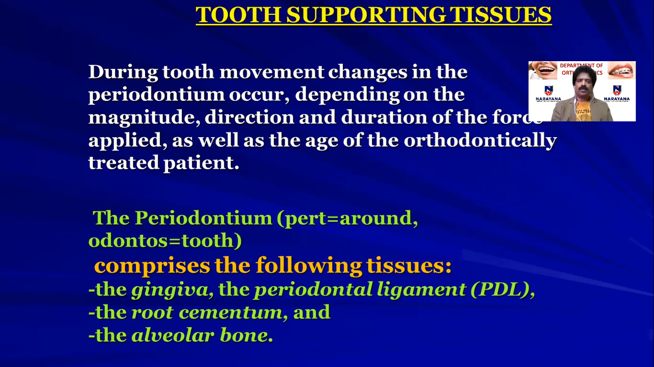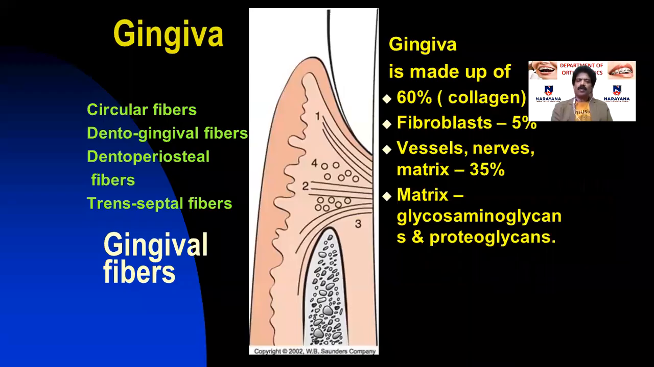Yes, the tooth supporting structures. All of you know those things. The periodontium, the entire periodontium, what it consists of. You must have already been told in the third year or so in the periodontal department. So the gingiva, the PDL, the root cementum, and your alveolar bone.